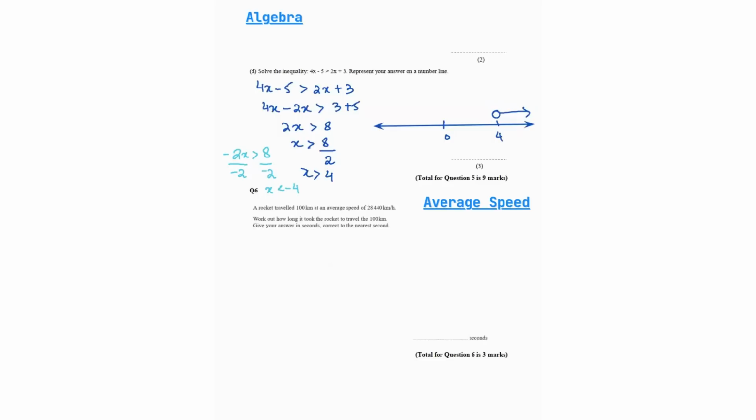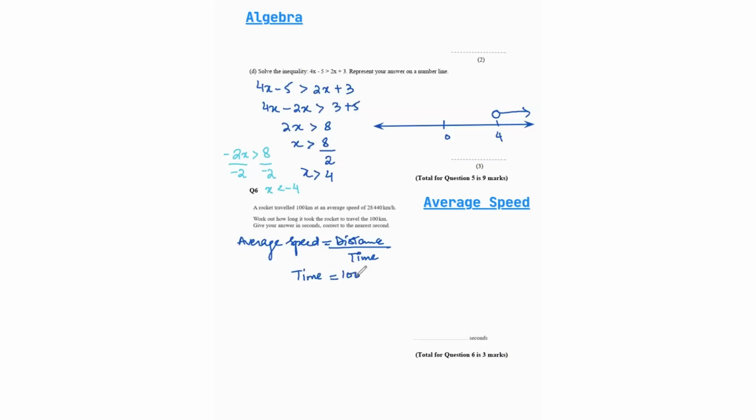Then question 6 says that a rocket traveled 100 kilometers at an average speed of 28,440 kilometers per hour. Work out how long it took the rocket to travel the 100 kilometers, giving your answer in seconds correct to the nearest second. So in this case, we know that average speed has the formula of distance over time. We're trying to find time, so time would be distance over speed.